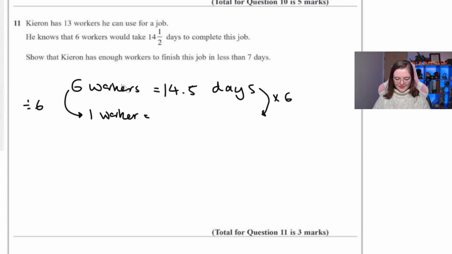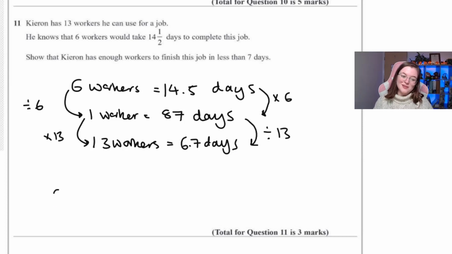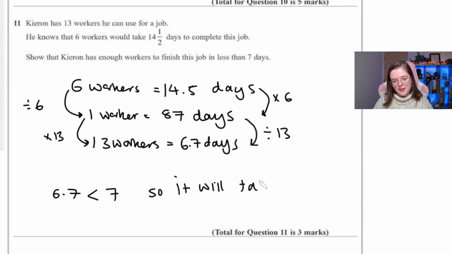So 14.5 times 6, which is 87 days on its own. Okay. And then we don't want 1 worker, we want 13 workers. So we're going to do the opposite, it's inverse. If you're doing 13 workers, it's going to take now less days. We divide by 13. 87 divided by 13 is 6.7 days. And 6.7, you may already know, is less than 7. So it will take less than 7 days.